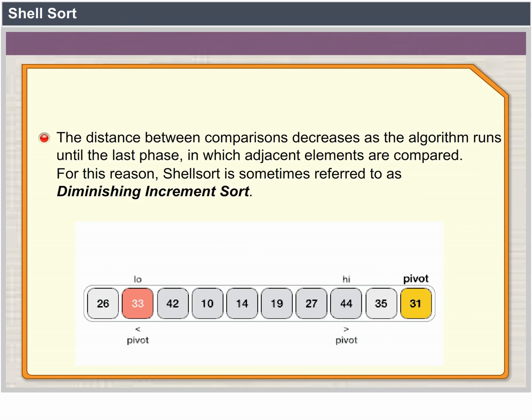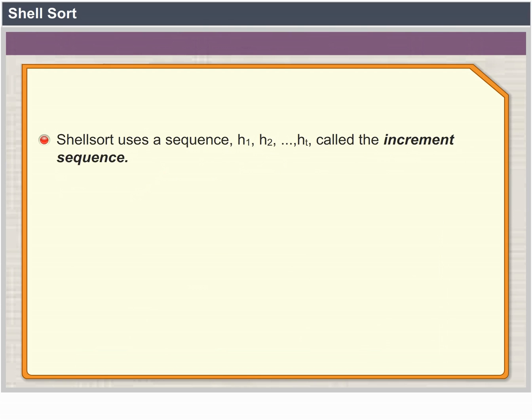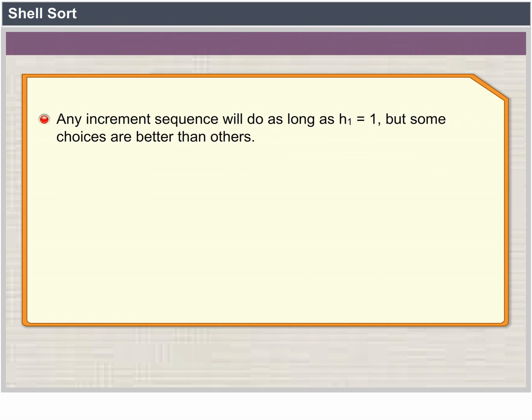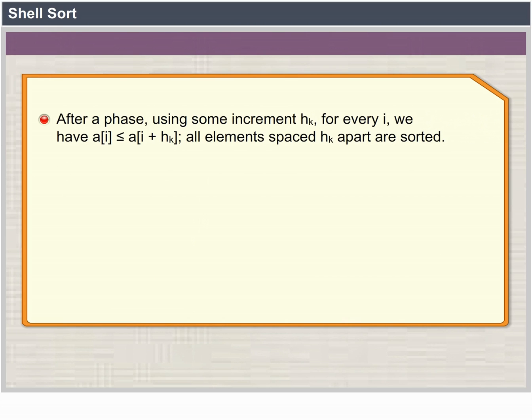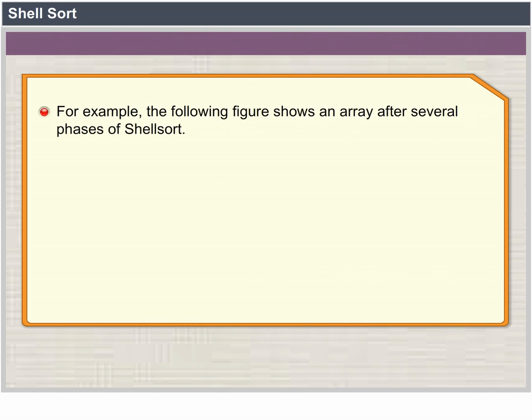Shell sort uses a sequence h1 up to ht called the increment sequence. Any increment sequence will do as long as h1 = 1, but some choices are better than others. After a phase, using some increment hk, for every i we have A[i] ≤ A[i + hk]. All elements spaced hk apart are sorted. The file is then said to be hk-sorted. For example, the following figure shows an array after several phases of shell sort.